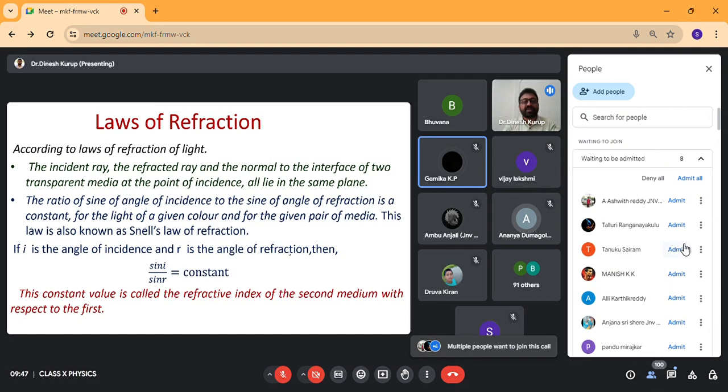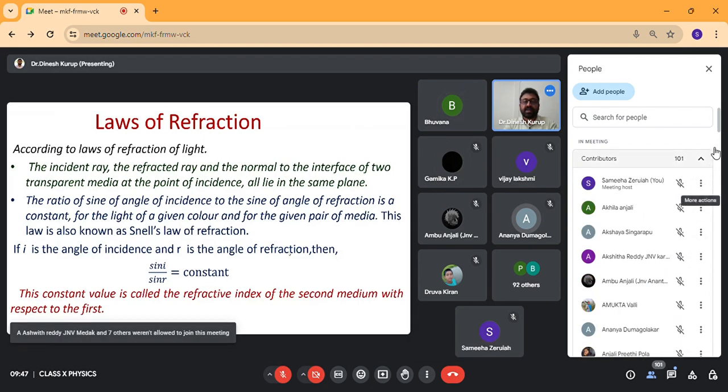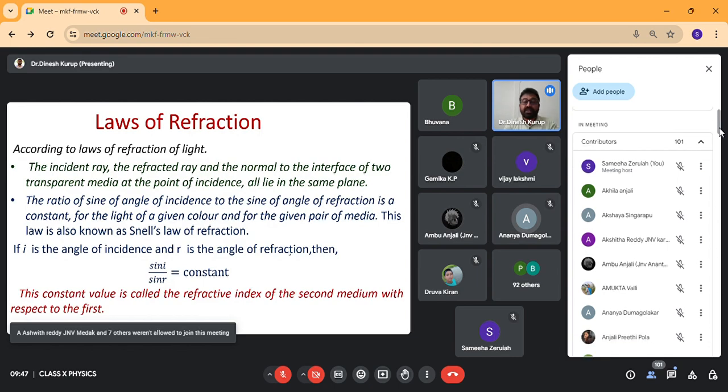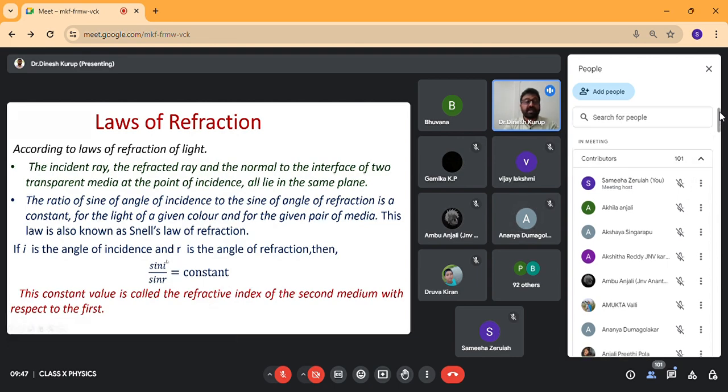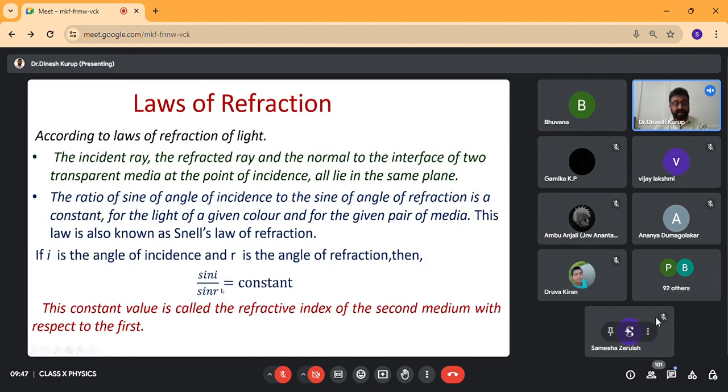What is the unit of refractive index? Does anyone remember the unit of refractive index? See, in the numerator we have sine i, and here again we have sine r. So it is a ratio, sine i divided by sine r. Normally, do ratios have any unit? No, sir. Yeah, refractive index is a ratio only, so it will not have any kind of units.